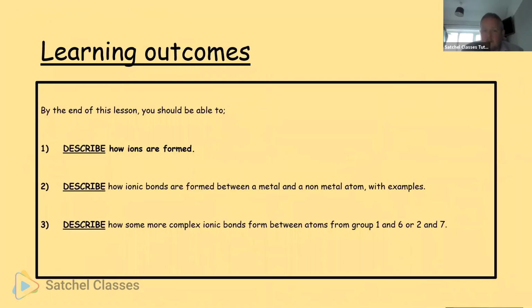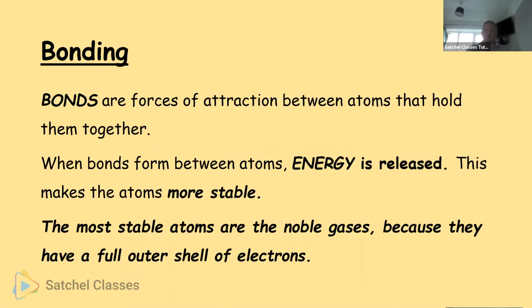So this is how ions are formed, the loss or the gain of electrons. Right, so ionic bonding. What is a bond? A bond is a force of attraction between atoms that hold them together. When bonds form between atoms, energy is released. That release of energy makes the atoms more stable.